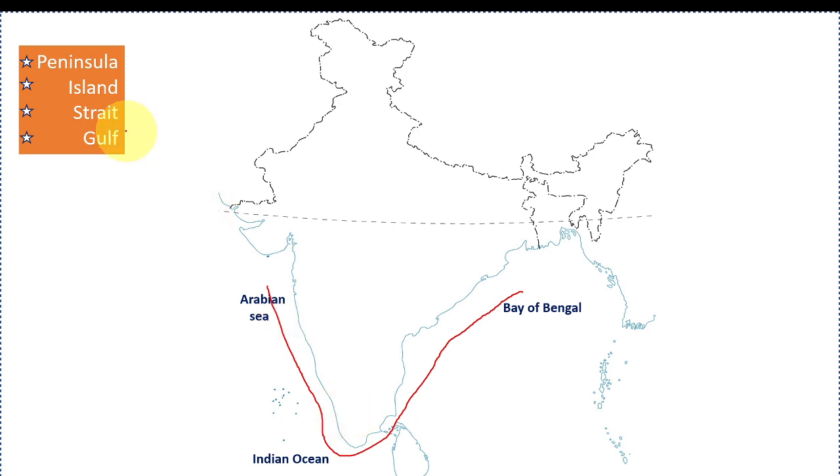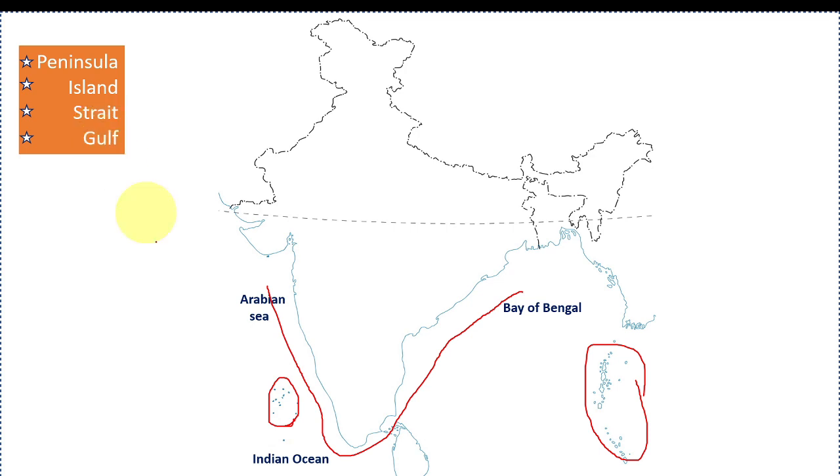Next is island. What is an island? An area of land completely surrounded by water on four sides is called an island. For example, Andaman and Nicobar or Lakshadweep Islands of India.